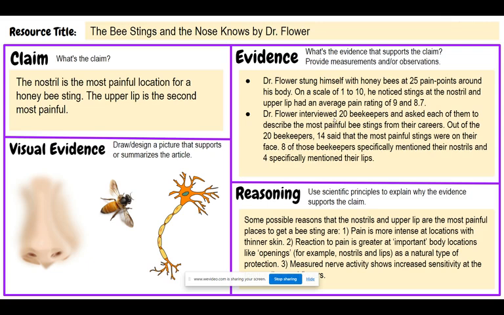Dr. Flower interviewed 20 beekeepers and asked each of them to describe the most painful bee stings from their careers. Out of the 20 beekeepers, 14 said the most painful stings were on their face. 8 of those beekeepers specifically mentioned their nostrils, and 4 specifically mentioned their lips. So this is data. This is the evidence that supports the claim that the nostril is the most painful and upper lip is second most painful to be stung by a bee. Okay.